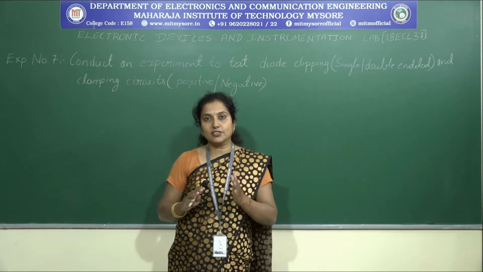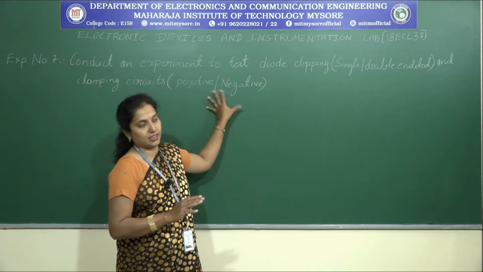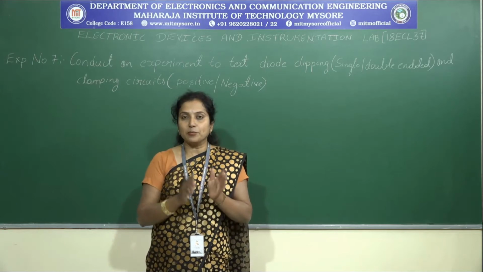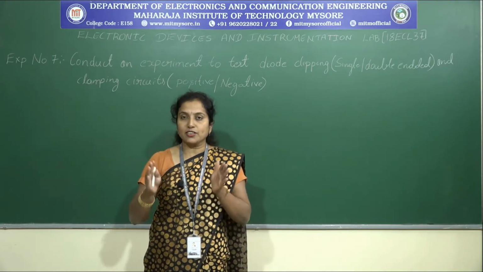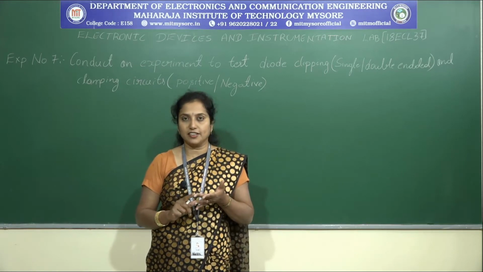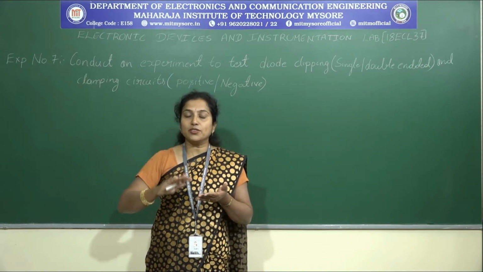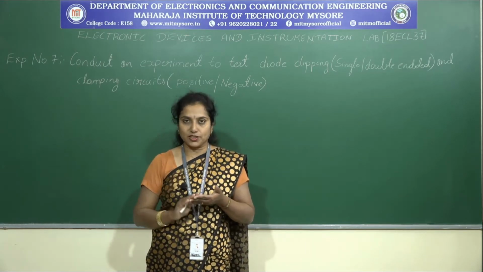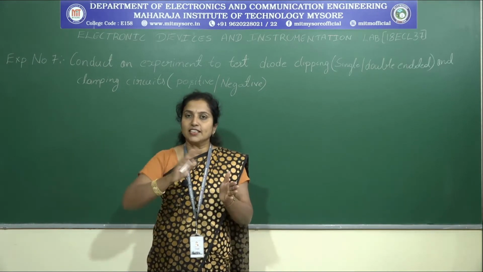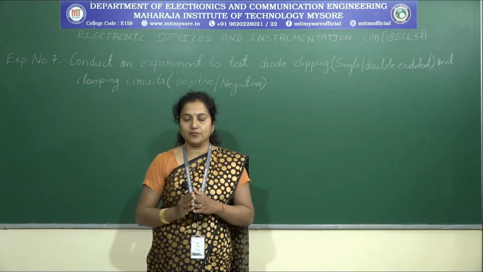First, let us go with the clamping circuits, either positive or negative ended. First of all, what is a clamping circuit? A clamping circuit is a network or a circuit constructed by a resistor, capacitor and a diode, and it shifts the DC level of the input signal without changing the appearance of the input signal. This is the formal definition of a clamping circuit. You can say that it shifts the DC level of an input signal.